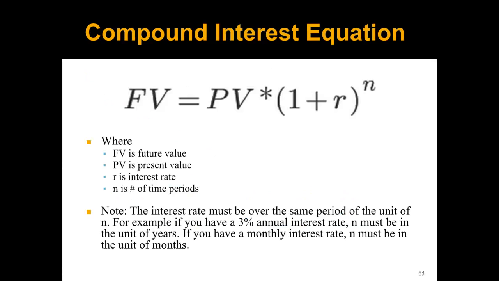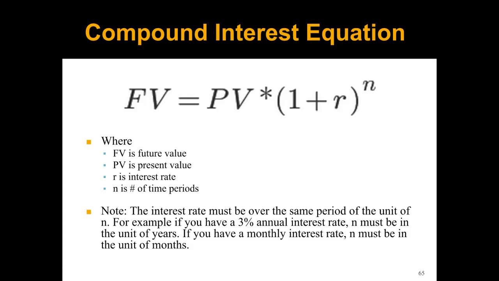But the basics is that we use this compound interest equation, that the future value of something that I put in a bank account is equal to the present value, so how much I'm putting in now, in our case it was $200, times 1 plus r, where r is the interest rate, to the n power, and n is the number of time periods.